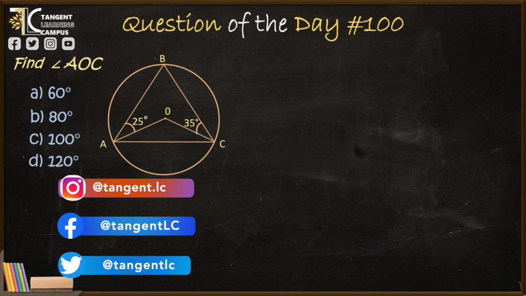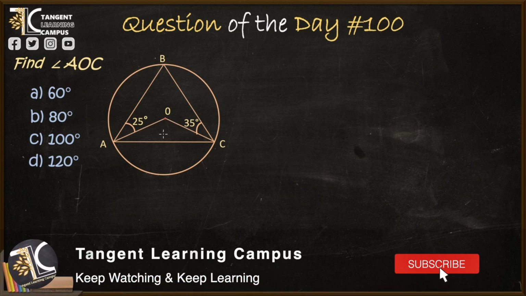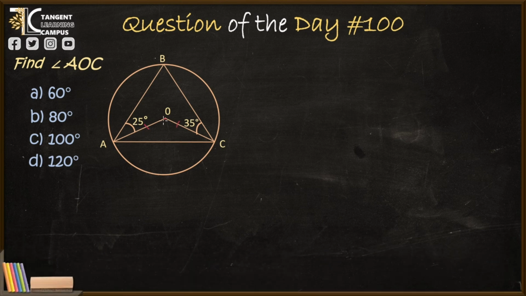So let us see what is given in this question and what we have to find out. A circle with center O is given in which two triangles are inscribed. By observing the figure we can say that OA and OC are the radius of the circle. That means these two will be equal. Angle OAB is given as 25 degrees and angle OCB is given as 35 degrees, and we have to find angle AOC. That means we have to find this angle.